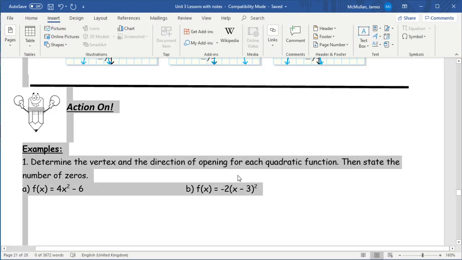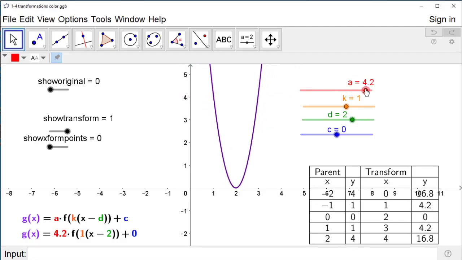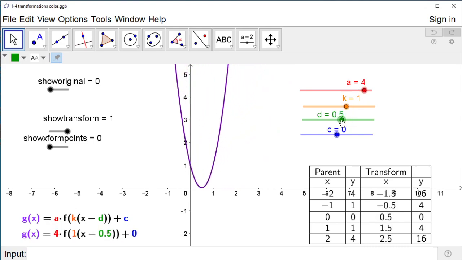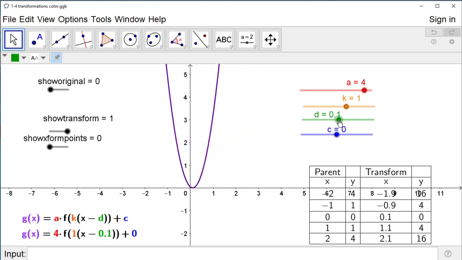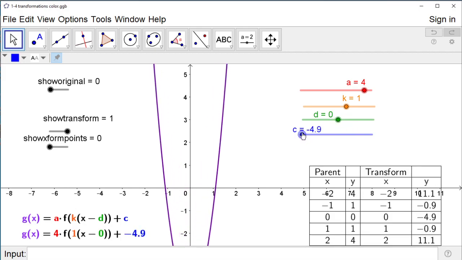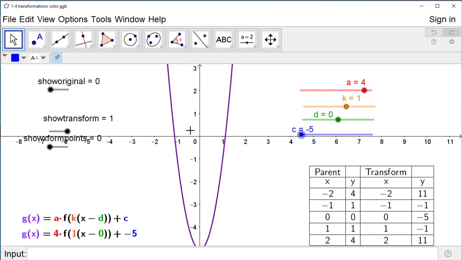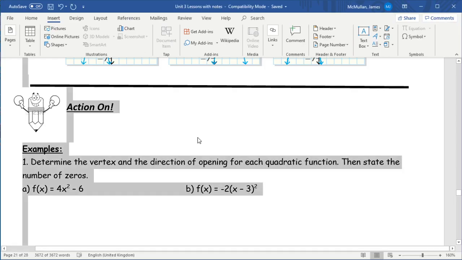Again, let's quickly demonstrate this. 4x squared minus 6. Draw it here. Set a to 4, d to 0, c to negative 6. I think actually it'll cap at negative 5, but you get the idea. If it was negative 6, it would just be down 1 further. It would still have 2 x-intercepts.